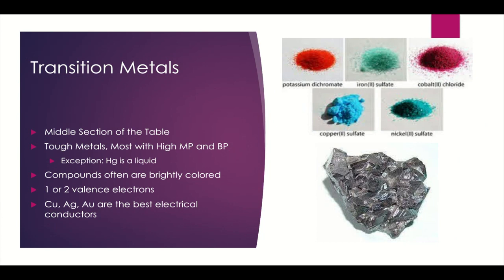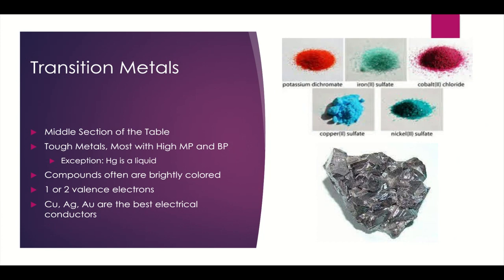In the middle of the table, from scandium over to zinc, is the transition metals. Scandium to zinc and down, I should say, excluding the very, very bottom part of the table. These are tough metals with high melting and boiling points, except for mercury. Mercury is a liquid at room temperature and looks a little bit different as well than any normal liquid.